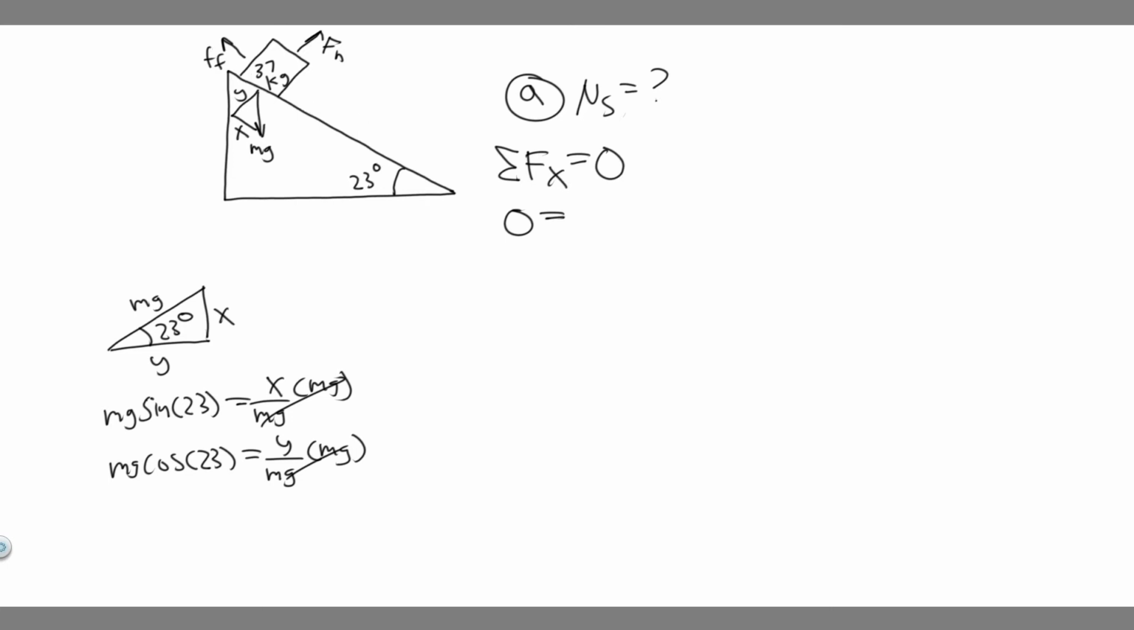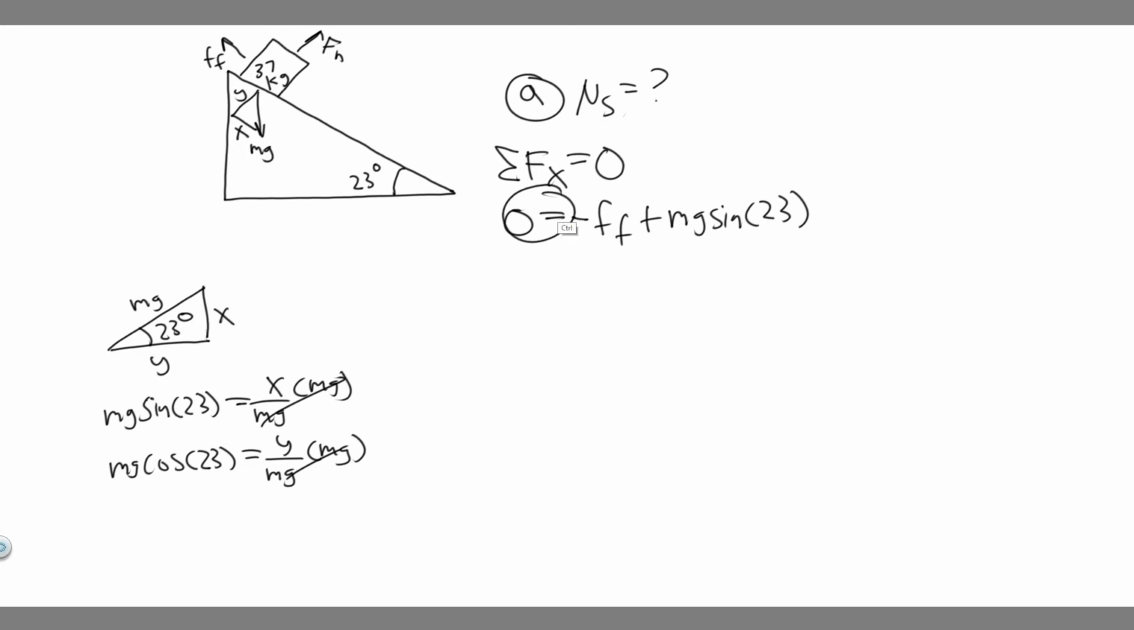So I'm going to label this negative when we add it. So minus the force of friction, and then it's going to be plus, and we have the x component of the weight force going in this direction. So it's going to be positive. We have to add, right? So the x component we add is going to be positive. And so the x is just mg times the sine of 23. So mg times the sine of 23.